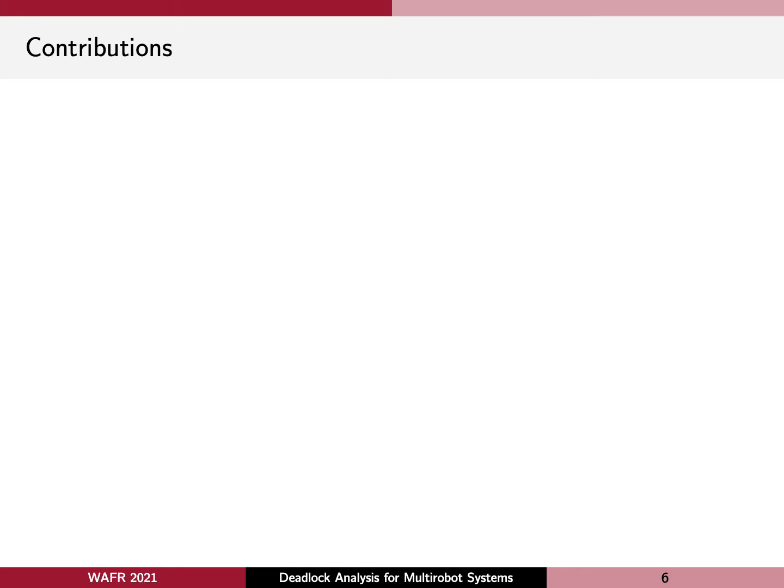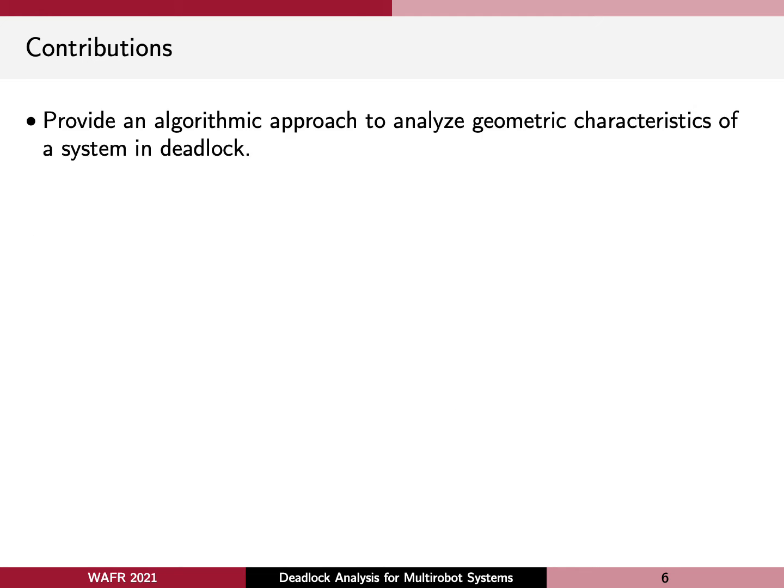Firstly, we provide an algorithmic approach to analyze geometric properties of configurations of the robots when they are in deadlock. We assume that deadlocks result from using reactive optimization-based controllers on these robots. And using tools from duality theory, we analytically deduce several properties of robot configurations, and these properties indeed match our intuition.